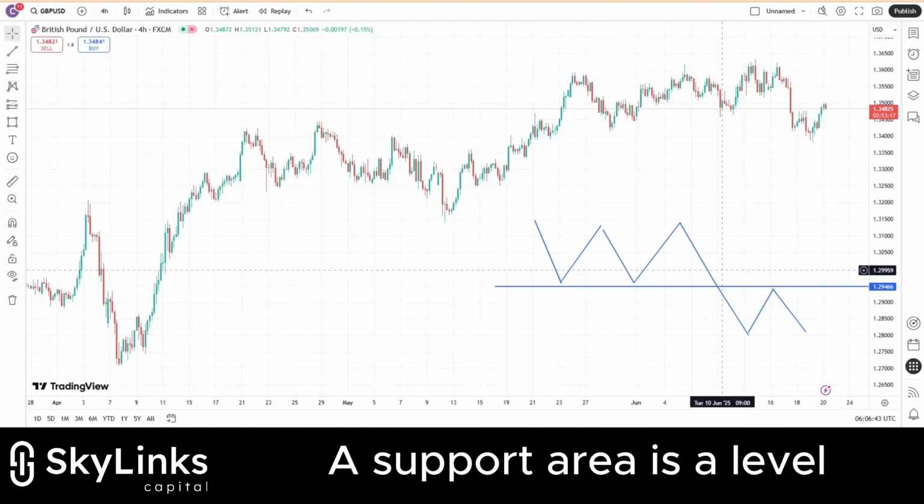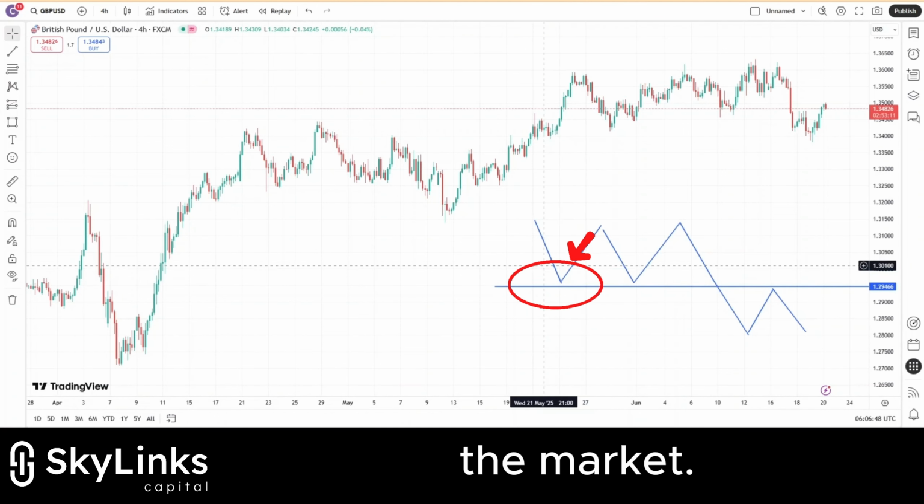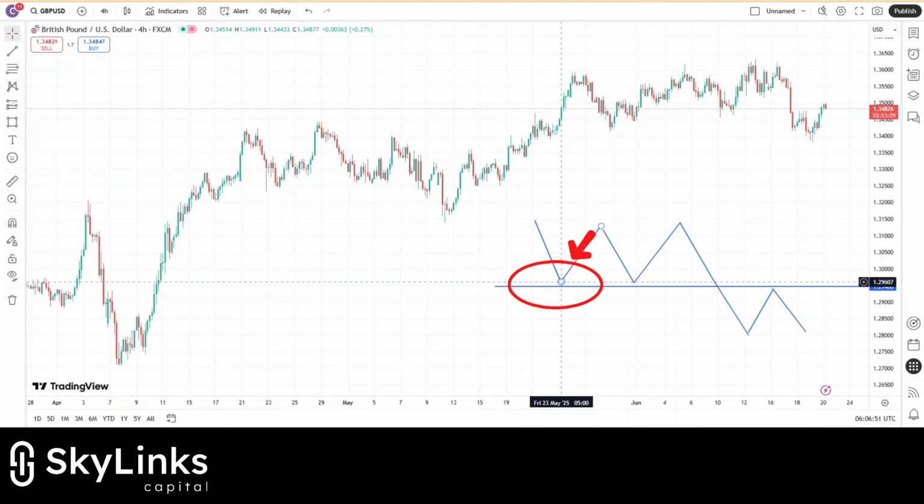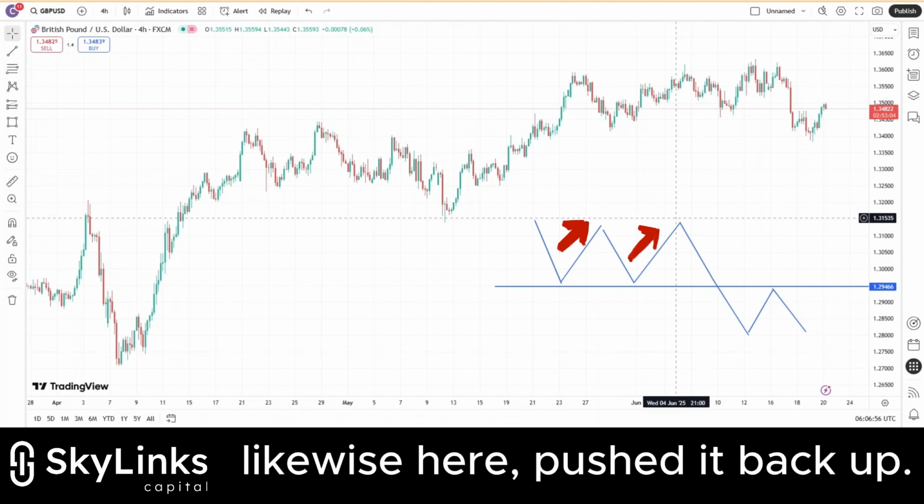A support area is a level where buyers have shown in the past that they've entered the market. So you can see here, it's come down to this level. Buyers entered the market, pushed that market up. Likewise here, pushed it back up.